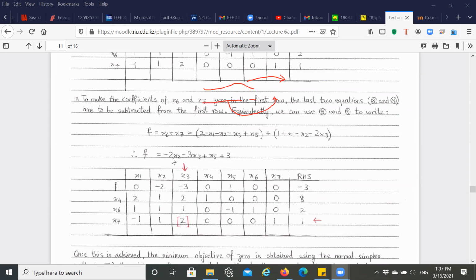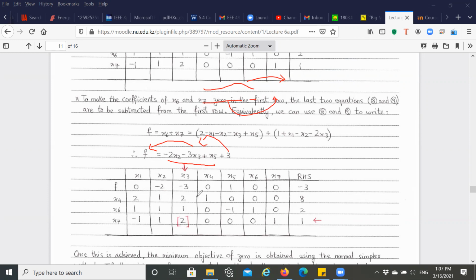Remember that you have to take this whole thing to the left-hand side. The right should always be a constant. So this would be equal to minus x2. Over here, instead of 3, I've just written minus 3, doesn't matter. Or I've just taken F here and taken this to the other side, doesn't matter. So minus 2, minus 3, 1, minus 3, okay?